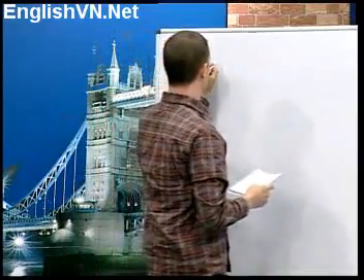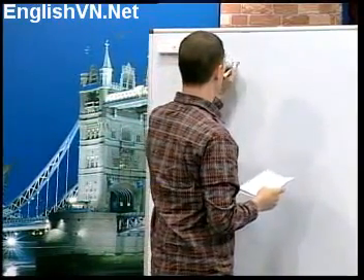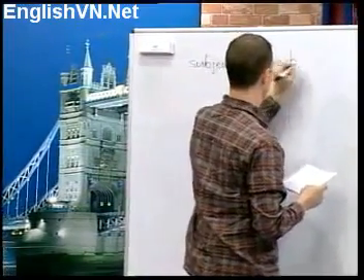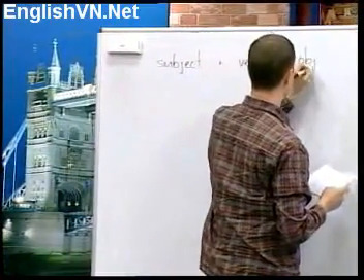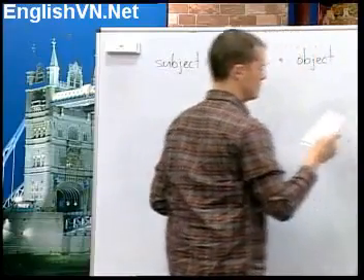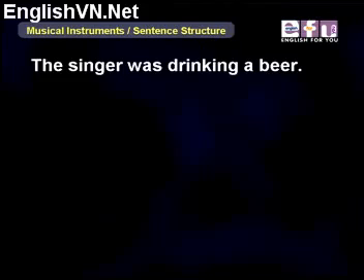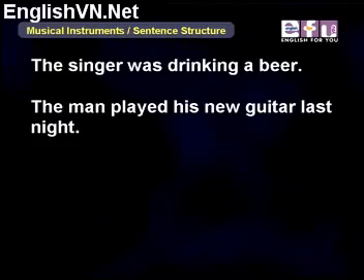on the board. Subject plus verb plus object. For example, let's put a sentence on the board. The singer was drinking a beer, and the man played his new guitar last night.